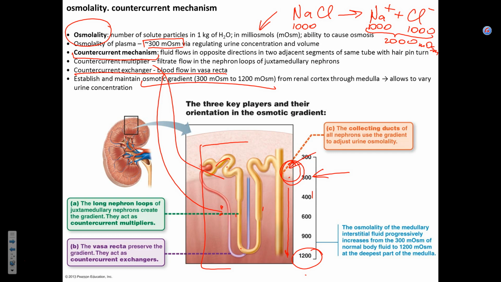Okay, countercurrent exchanger is vasa recta. Those are capillaries. There's blood in them. The function of that blood is to collect and take away reabsorbed water and reabsorbed salts. That makes sense?